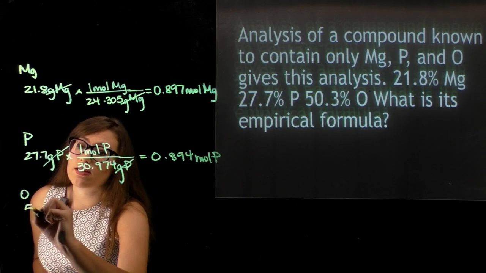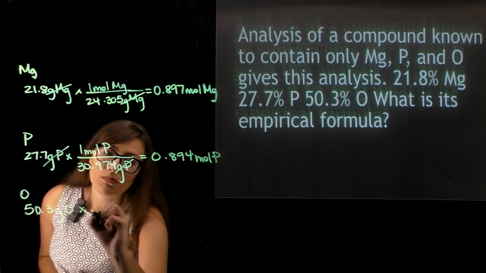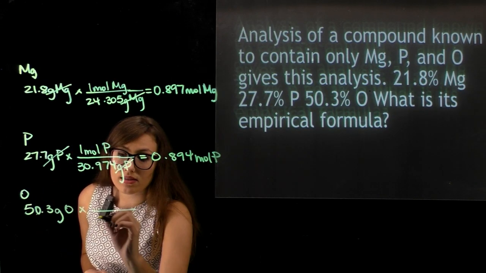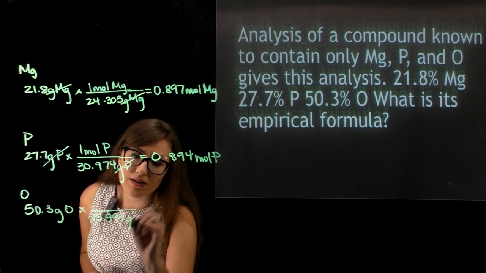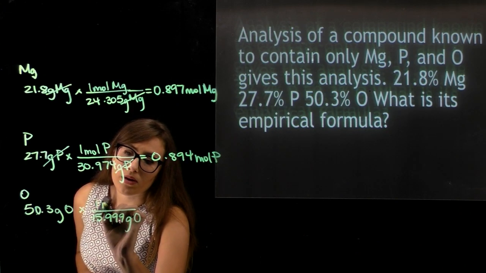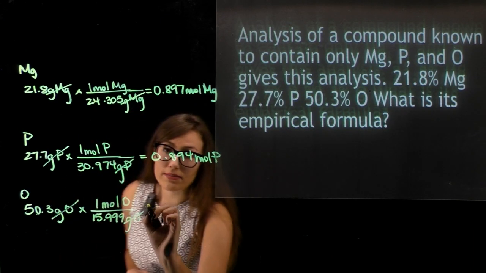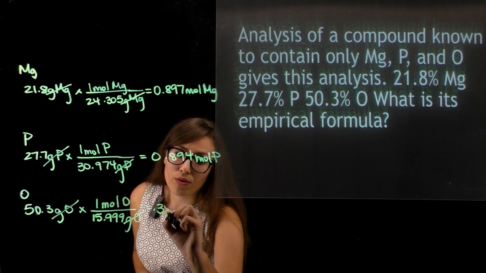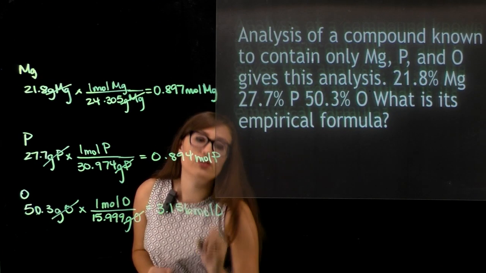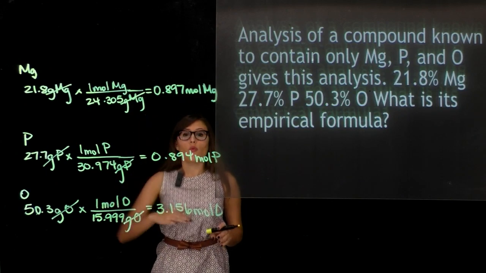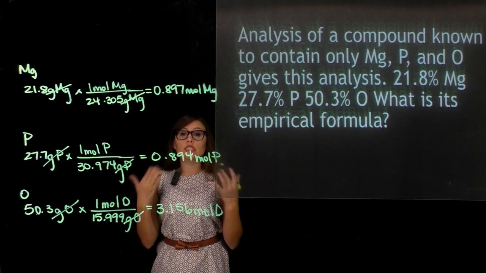And the same thing for oxygen. Oxygen has 50.3 grams of oxygen multiplied by the molecular weight, which is 15.999 grams of oxygen, or 1 mole of oxygen. Grams and grams cancel out, and we have 3.156 moles of oxygen.